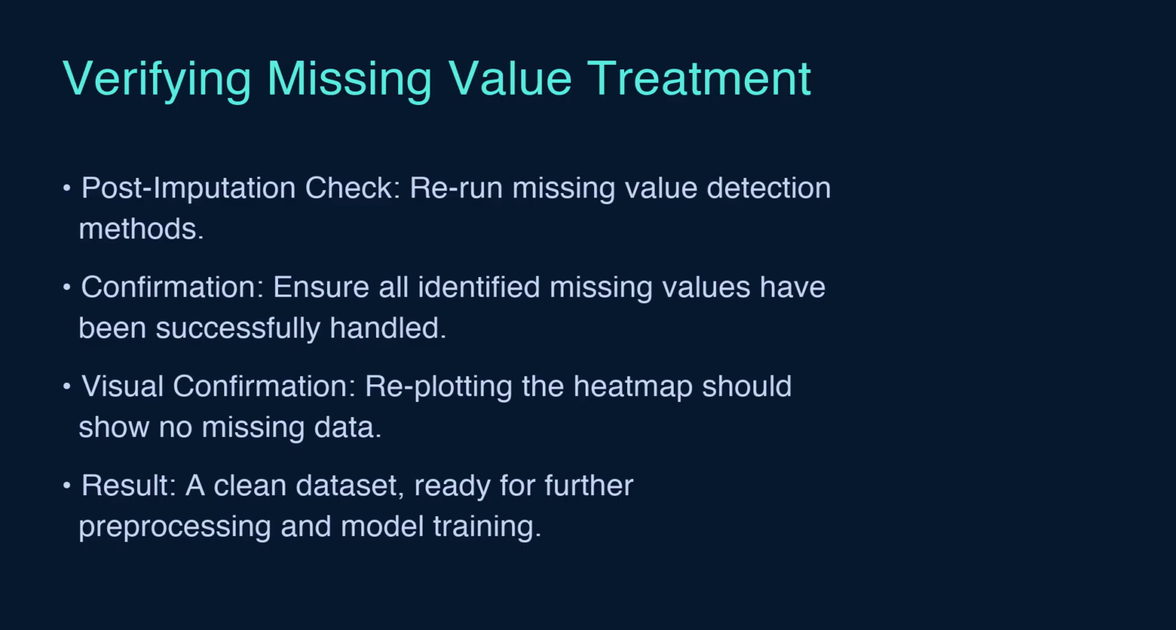For a visual confirmation, replotting the heat map of missing values should now show a completely uniform pattern, indicating no missing data points. This final check is vital because overlooking even a few remaining missing values can cause errors or unexpected behavior in subsequent steps or during model training. Once this verification is complete, we can be confident that our dataset is clean and robust, ready to move on to the next stages of preprocessing.